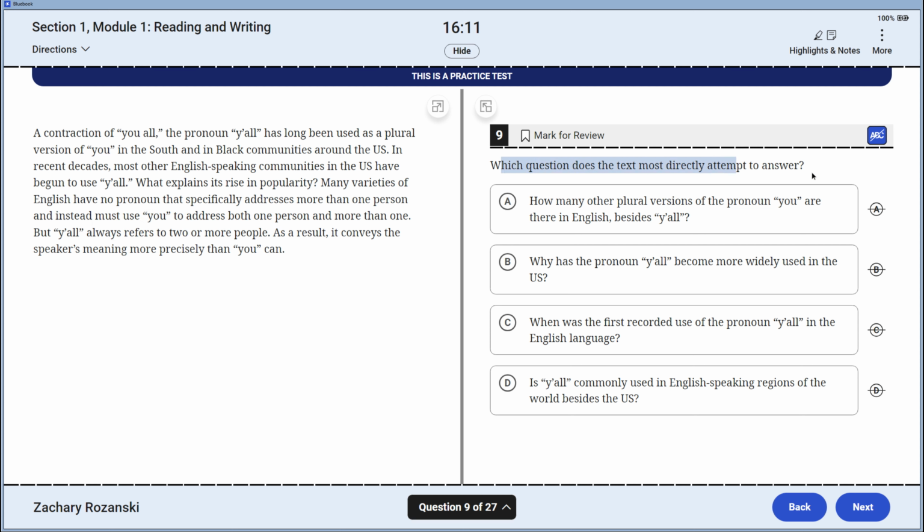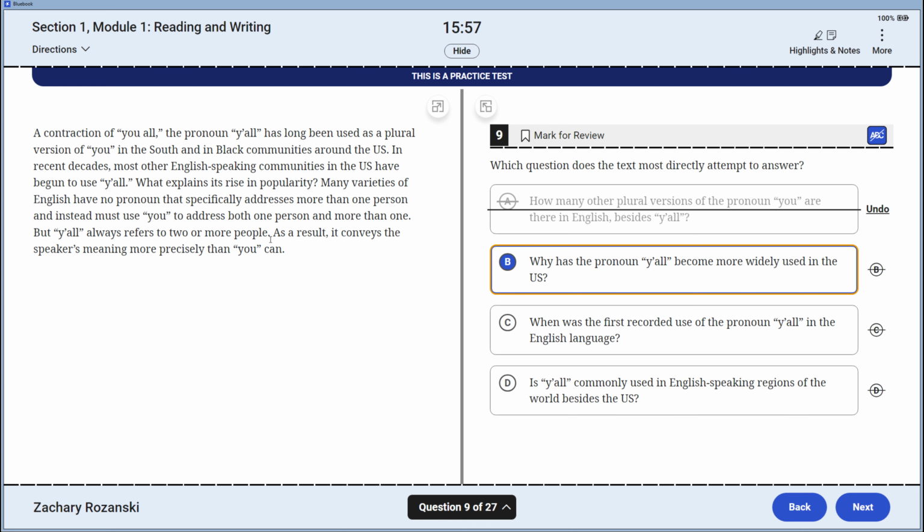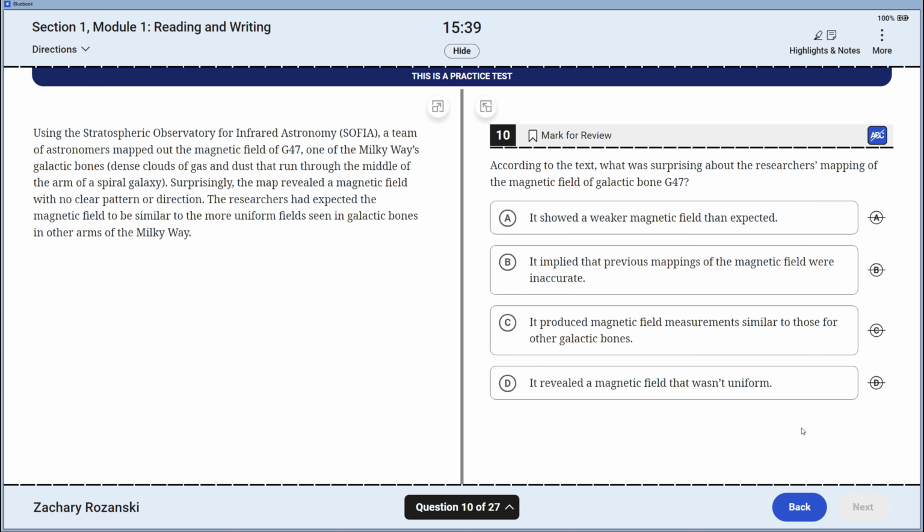So I'm anticipating this to be according to, based on, which means I'm going to support this with something from this text. How many other plural versions are there besides y'all? I don't remember that ever coming up. Why has the pronoun y'all become more widely used? I think that B found support. Yeah, right here. What explains its rise in popularity matches onto my offer for B. When was it? I don't remember a year of when, just that it was. Most commonly referred to reading besides the U.S. In the U.S., around the U.S., yeah, no. B. 10.